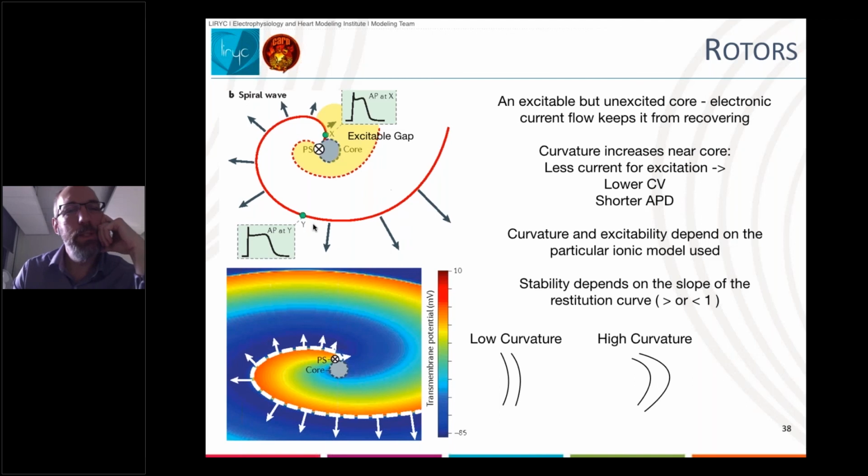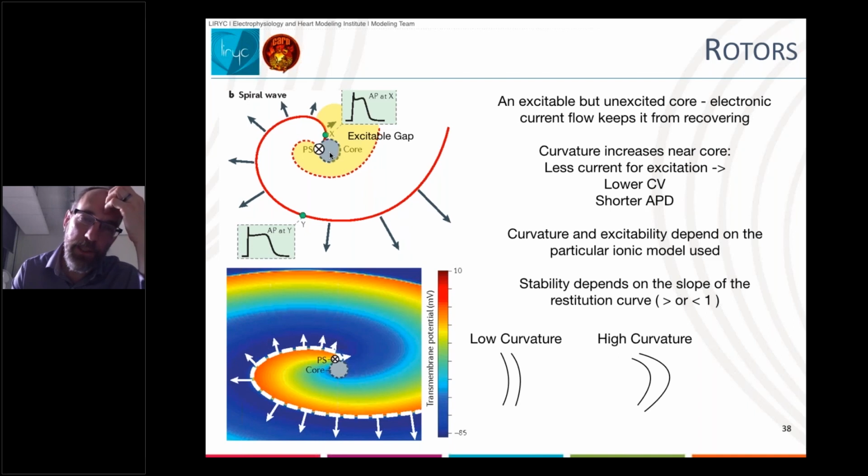And we see there, when we look around the rotor, as we go from the outside to the inside of the rotor, the action potentials get shorter. The APD decreases, and the conduction velocity decreases. And you reach a point, with tight enough curvature at the phase singularity, where we're getting propagation failure.